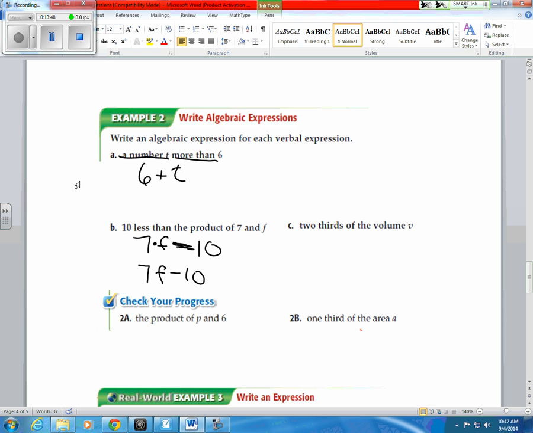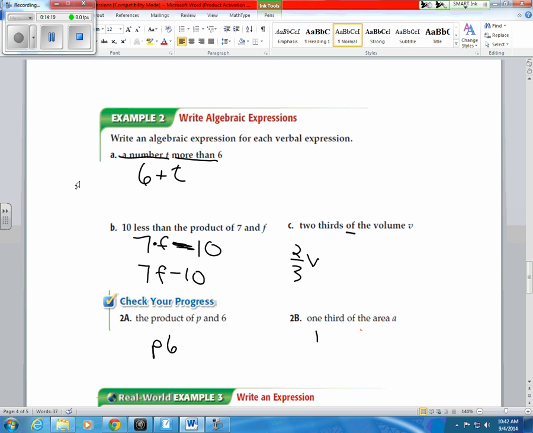2/3 of, here's a situation where of just means multiplication. 2/3, and we all love fractions, of times the volume v. Well, there's v. A product, we already talked about product means multiplication, the end result of two numbers being multiplied, of p and 6. Again, there's nothing in between. We are inferring that that means multiplication.